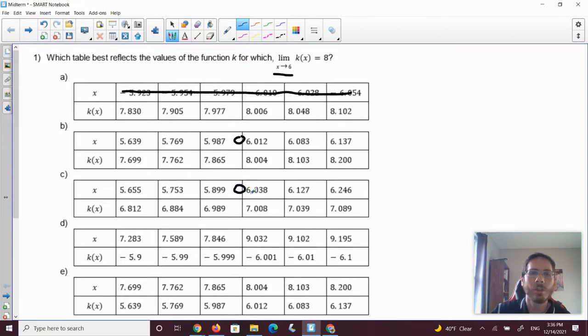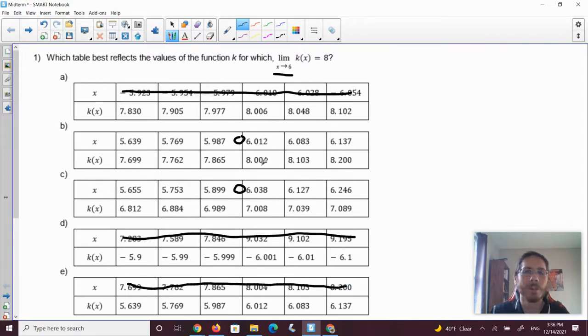These ones also approach 6, that's okay. These ones we have no information about 6, and these ones we also have no information about 6. So we really just want to pick between one of these two options. We want this to equal 8, so we would have to see which one best fits 8. Of the two, this one right here is going to be probably the best choice. So I'm going to go with B. That one would best reflect the values.